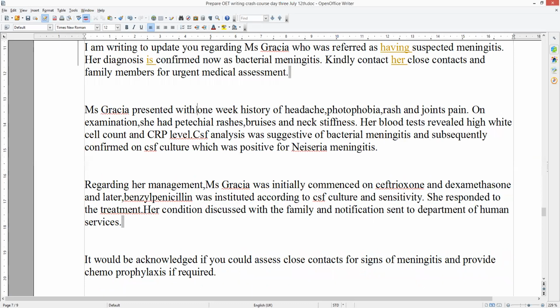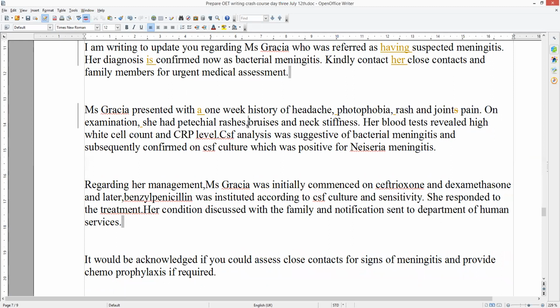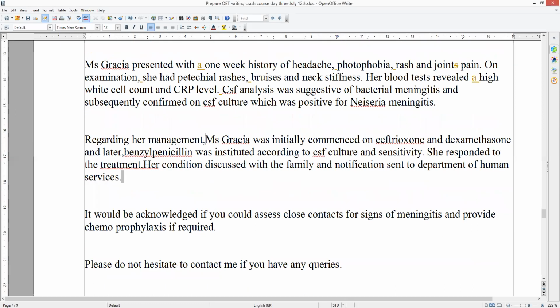Mrs. Grazia presented with a 1-week history of headache, photophobia, rash, and joint pain. On examination, she had particular rashes, bruises, and neck stiffness. A blood test revealed a high white cell count and CRP level. I would probably put an article. A high white cell count and CRP level. CRP was suggestive of bacterial meningitis. Okay, that's not bad. The management was initially commenced on blah, blah, and later benzyl penicillin was instituted.